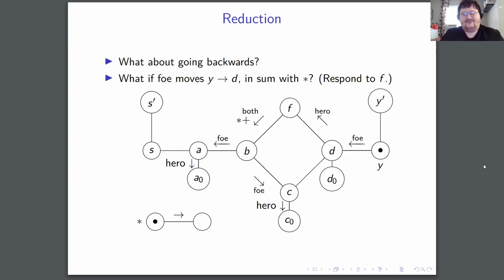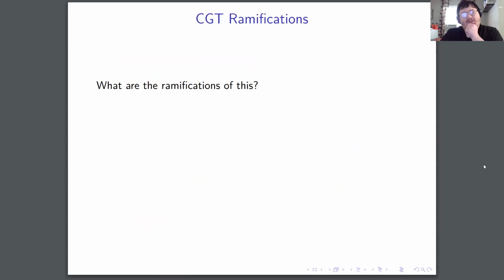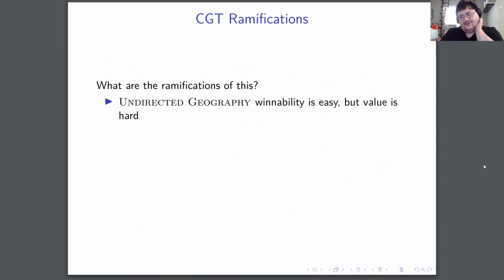Okay, and that basically is finished. And that basically completes the reduction. So what are the ramifications of this? Well, undirected geography winnability is easy, that is hard, obviously. But more importantly, it's this result in general for impartial games, because we've known it for a long time for partisan games, for a lot of them, but now you get it for a small number of impartial games, in fact, 2 impartial games, which is very interesting.